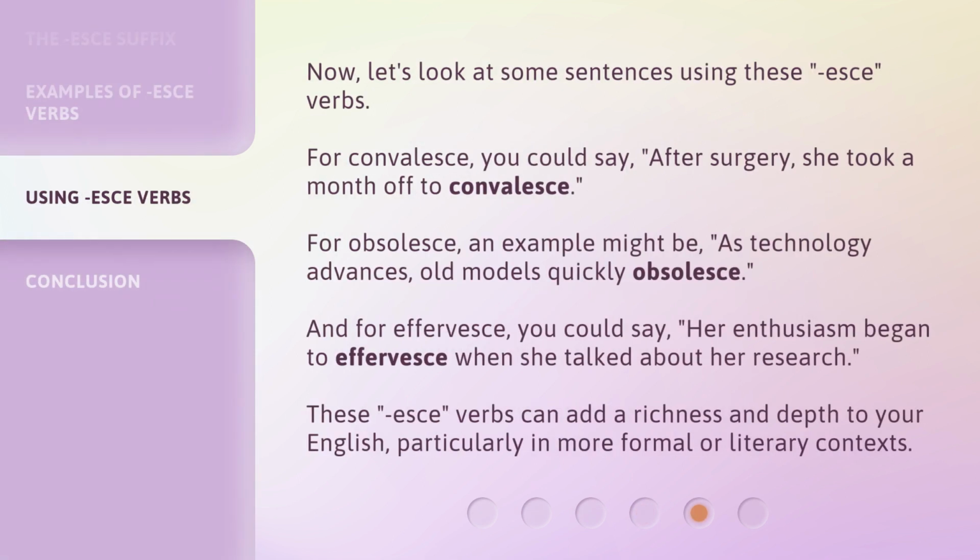Now, let's look at some sentences using these esce verbs. For convalesce, you could say, after surgery, she took a month off to convalesce. For obsolesce, an example might be, as technology advances, old models quickly obsolesce. And for effervesce, you could say, her enthusiasm began to effervesce when she talked about her research. These esce verbs can add a richness and depth to your English, particularly in more formal or literary contexts.